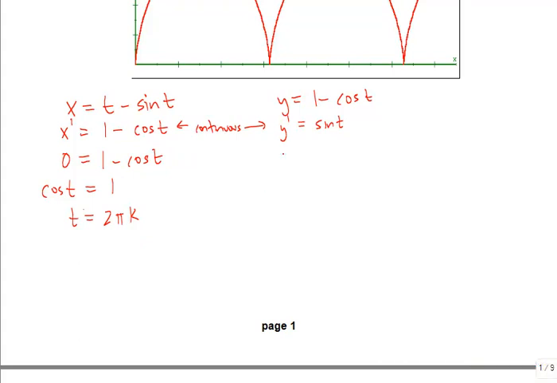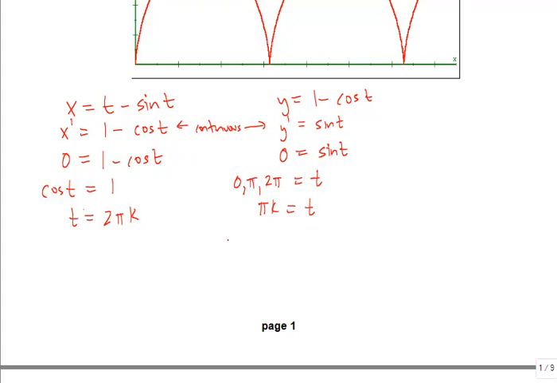So now let's look at where the y prime derivative might possibly be 0. So when does sine of t equal 0? Well, that's also going to happen at 0, at pi as well, and at 2 pi, and so forth. So this time we're talking about all multiples of pi. So this would be pi k for our values of t.